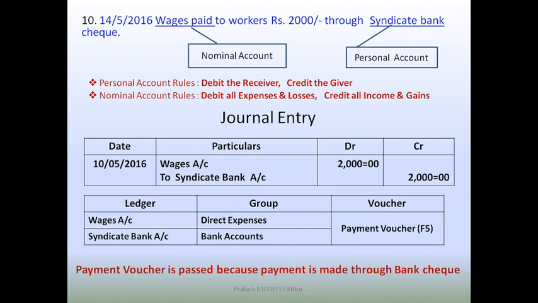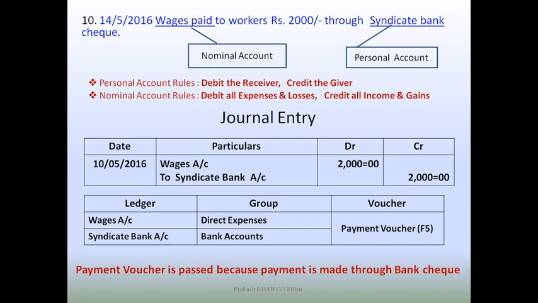So in the ledger account, the wages account is a ledger head, and it comes under the group, that is the direct expense. Here the wages payment is made to the workers who are directly involved in the production of the goods. So therefore it comes under the direct expense. So wages always comes under the direct expense.